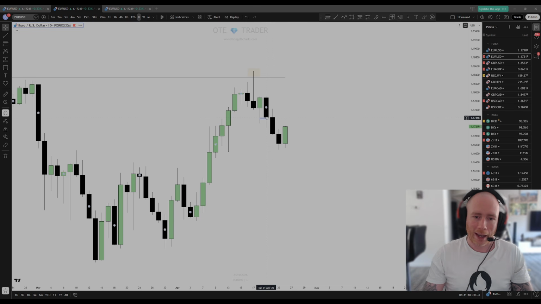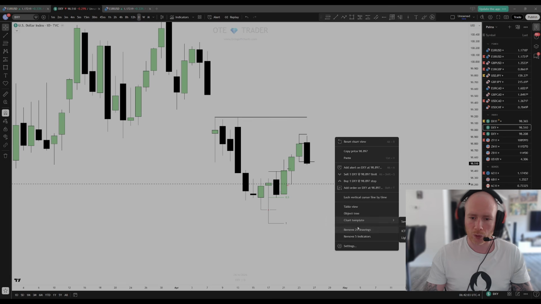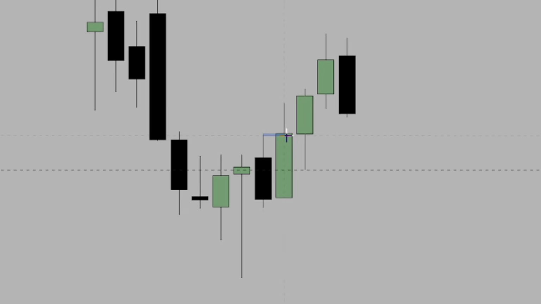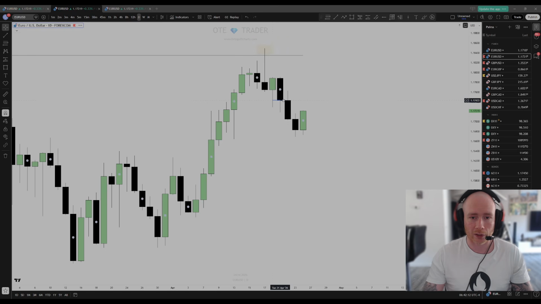Now, ideally, when you want to look for an expansion phase, you want to see closure below previous daily lows, right? That's what you kind of want to see, because then you're clearly in an expansion phase. Let's look at DXY for reference. Remove all the drawings here as well. We can actually see this is Tuesday's candle and we closed above Monday's high, right? But opposed to Euro where it did not.